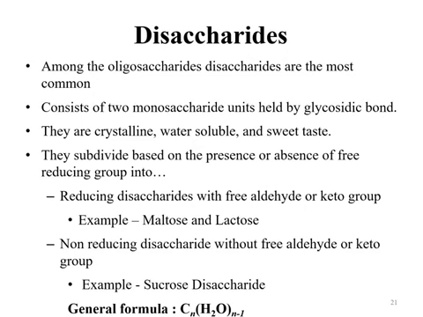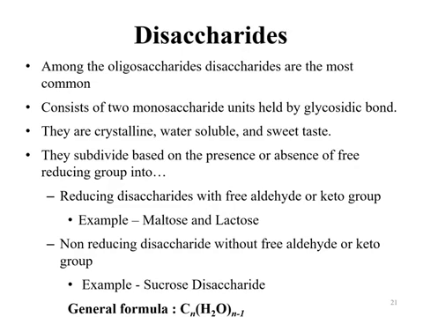Among the oligosaccharides, disaccharides are the most common sugars. These consist of 2 monosaccharide units held by a glycosidic linkage. These are also crystalline, water soluble, and sweeter in taste. They subdivide on the basis of the presence or absence of free reducing groups. So they can be reducing sugars or non-reducing sugars.